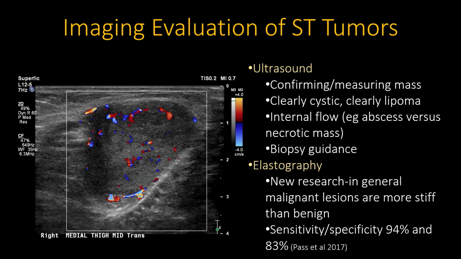Ultrasound is great at confirming the mass. Sometimes we feel things that honestly aren't really there. So is there really a mass there? Is it clearly cystic? Is it clearly a lipoma? It can also help with biopsy guidance.